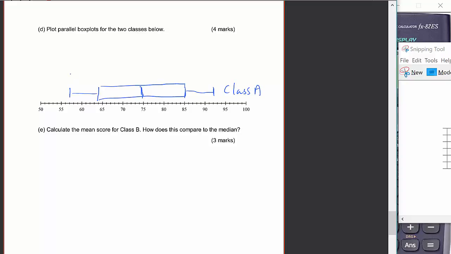Class B, we have the same minimum and maximum. The lower quartile is at 72. So the box starts around here. The upper quartile is at 91. So the box finishes right up here. And the median is 86. And so the box is here, and then we have a stalk at this end.